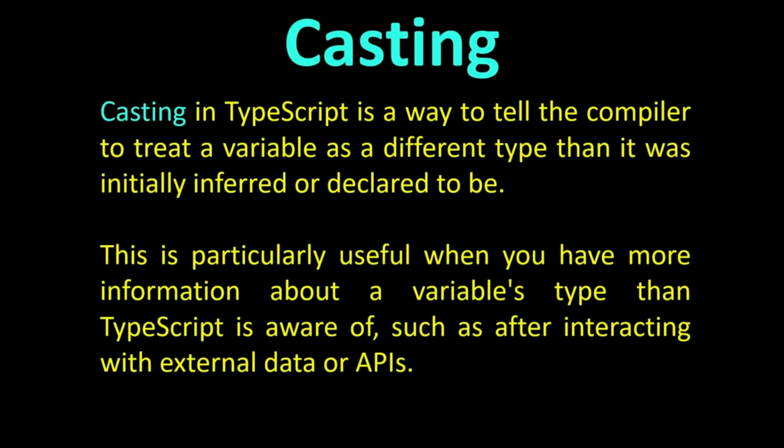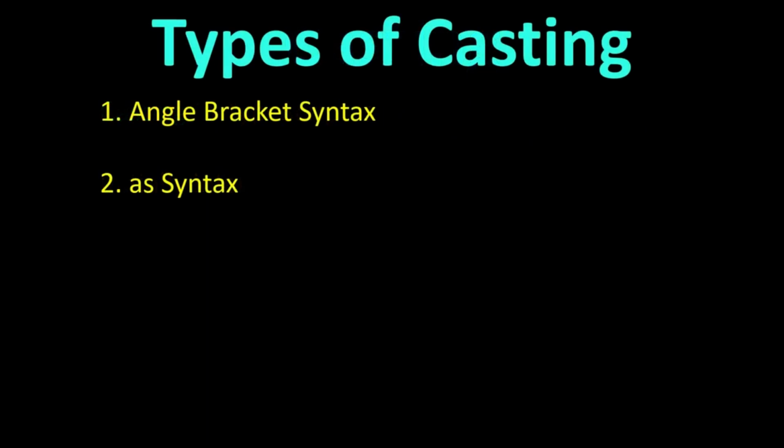Casting in TypeScript is a way to tell the compiler to treat a variable as a different type than it was initially inferred or declared to be. This is particularly useful when you have more information about a variable's type than TypeScript is aware of, such as after interacting with external data or APIs. There are two main syntaxes for casting. First is the angle bracket syntax and second is the as syntax.